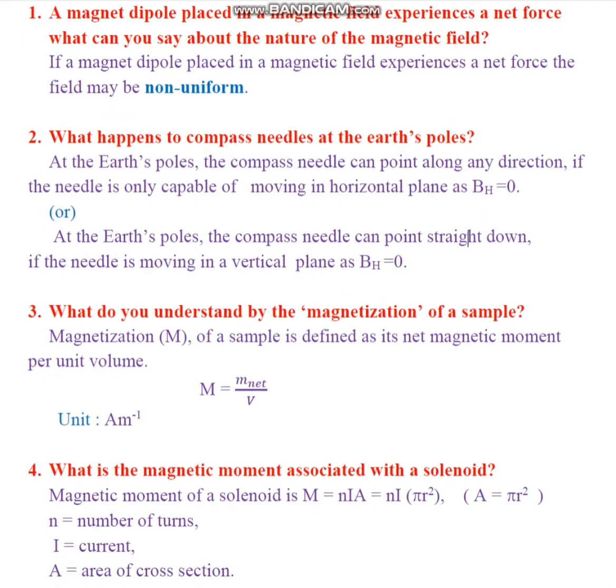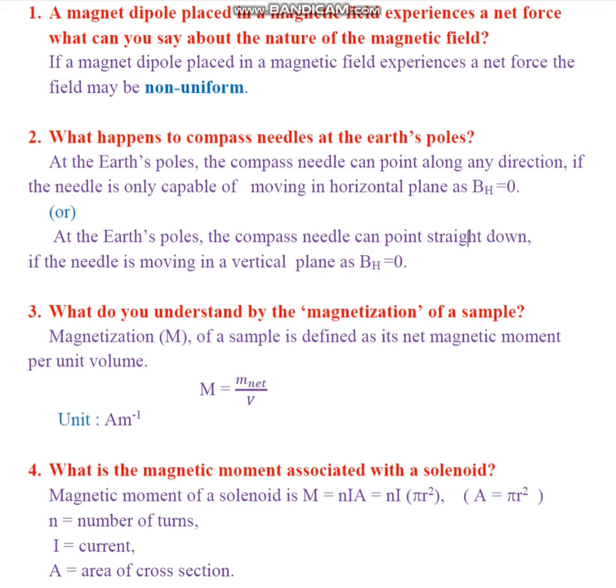And the second question, what happens to the compass needle at the earth poles? At the earth poles, the compass needle can point along any direction if the needle is only capable of moving in a horizontal plane, as BH is equal to 0. Or we can write another answer: at the earth poles, the compass needle can point straight down if the needle is moving in a vertical plane, as BH is equal to 0. In these two answers we can write any one.